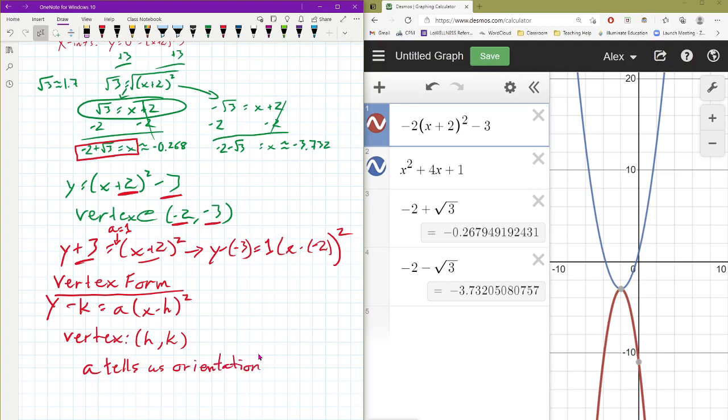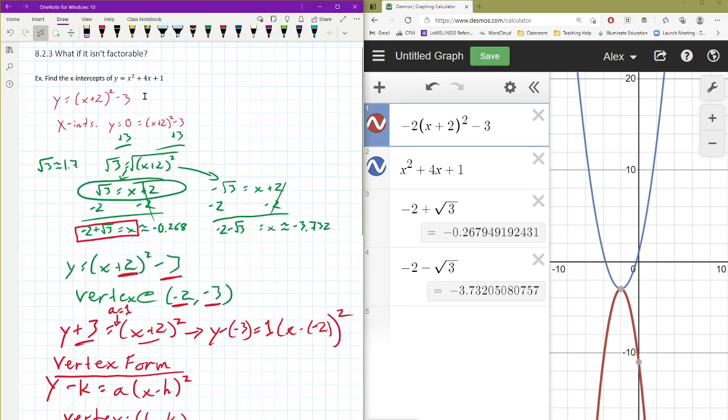Okay? So hopefully that helped about how you can find the x-intercept if it's not factorable. If the function is not factorable, you're going to want it instead in vertex form, and then you can solve the equation like any other equation. Okay? Now again, the hard part is how do you turn the function from standard form into vertex form, and that's going to come in a later video. I'm going to keep you in suspense for now.